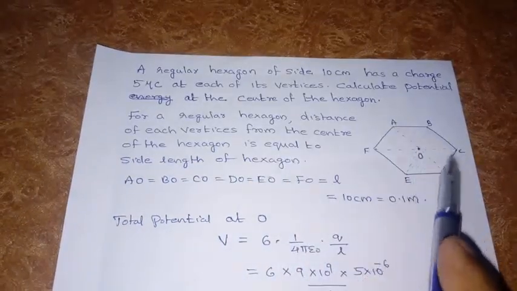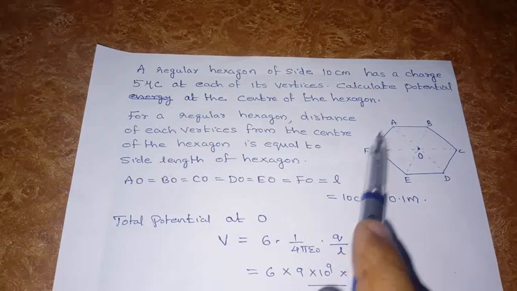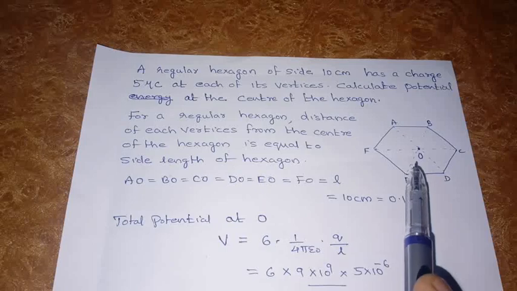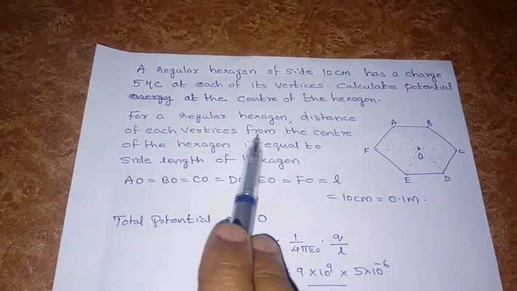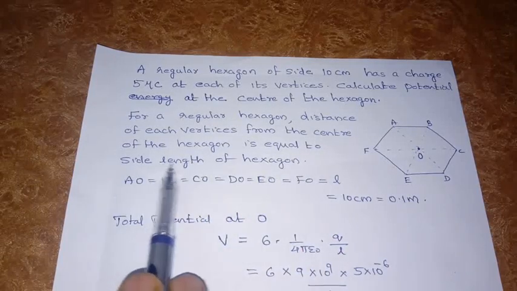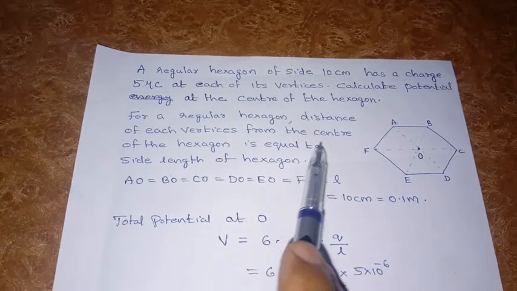So this is that regular hexagon A, B, C, D, E, F. At each vertex, a charge of 5 microcoulomb is placed. For a regular hexagon, the distance of each vertex from the center of the hexagon is equal to the side length of the hexagon. So what's the meaning of that?